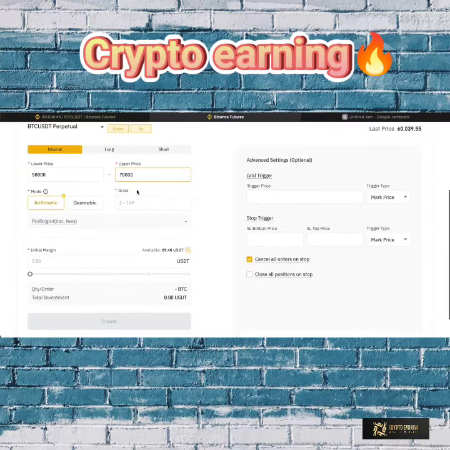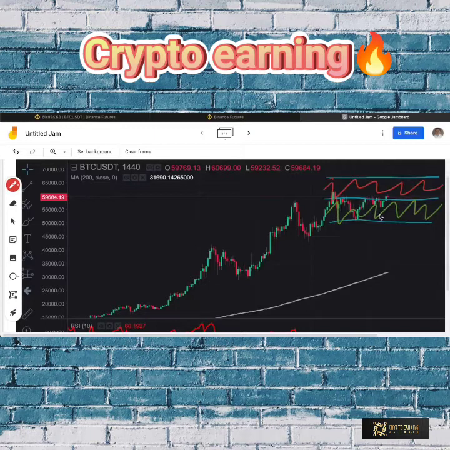Moving down to the grids, you can either choose arithmetic or geometric. So arithmetic is where each grid has an equal price difference, but geometric, the price ratio difference is equal. So it's a little bit of a difference there. I will choose arithmetic. Now, what this is going to do is choose how to place your grids. Like I said, you're going to be buying in this level here and selling in this level, but you can put as many grids in each of these levels as you want.